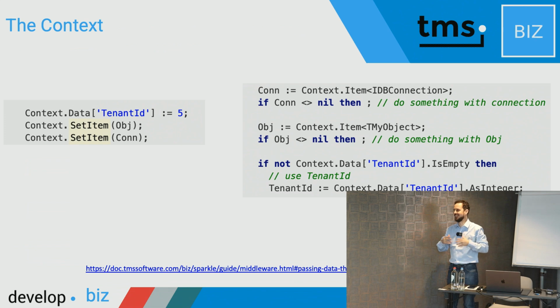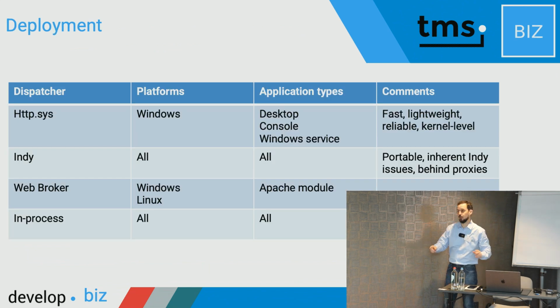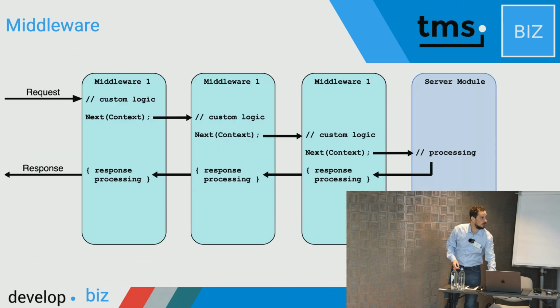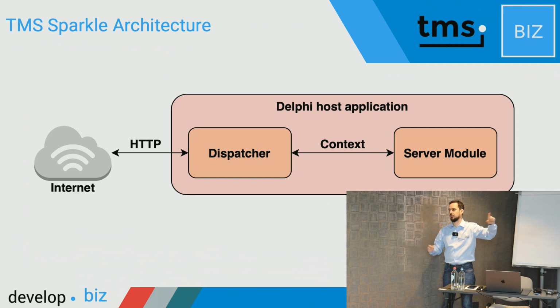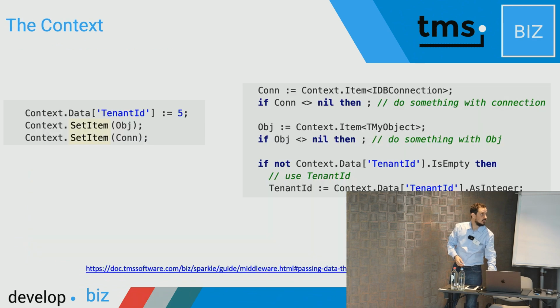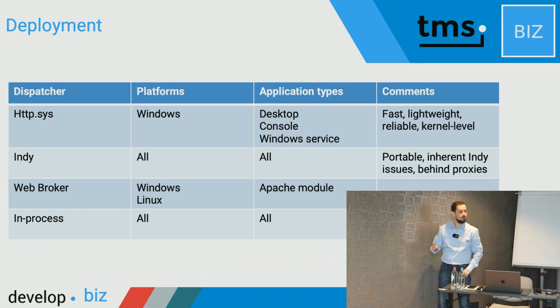Sometimes I feel like I'm giving too much information, so just stop and ask if you need to. So, information about the dispatchers. Remember that we talked about the dispatchers here. Web broker here, right? The dispatcher is the concept that processes the low-level HTTP and gives you everything in an abstract way. So you have currently 4 dispatchers in Sparkle.